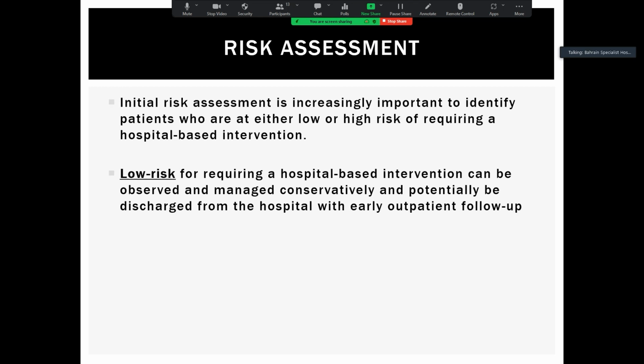Whenever a patient presents to the emergency after history and physical examination, it is pertinent to triage the patient into low risk and high risk. Patients who are low risk will be less likely to need a hospital-based intervention. Hospital-based intervention means blood transfusion, endoscopic procedure, surgery, or transarterial embolization. So any patient who is low risk on certain criteria can be discharged to the outpatient department.